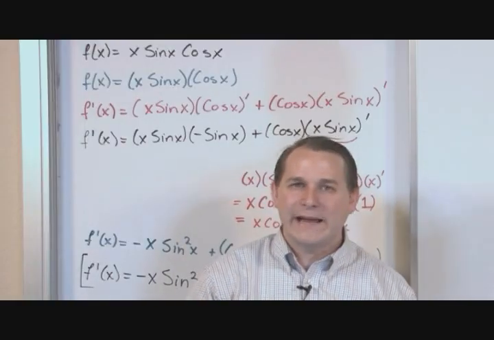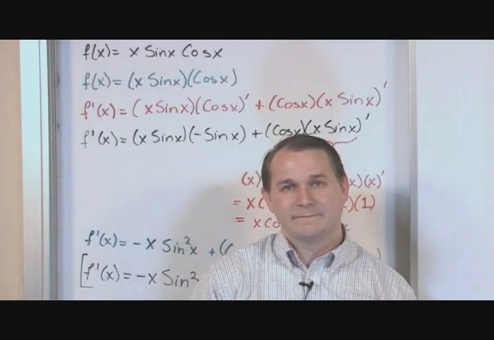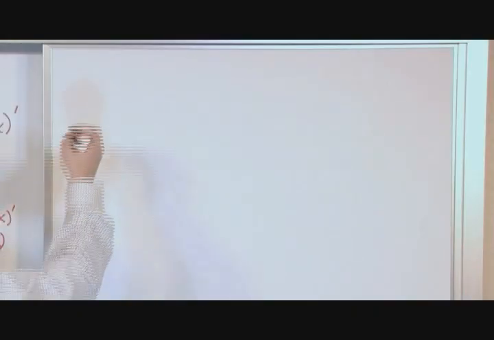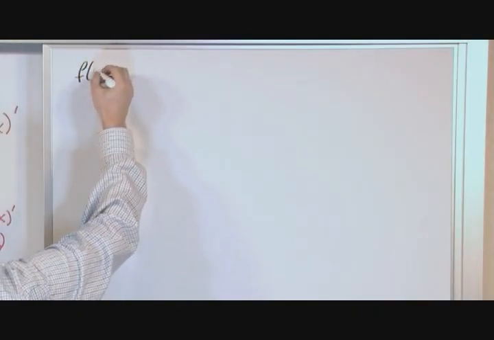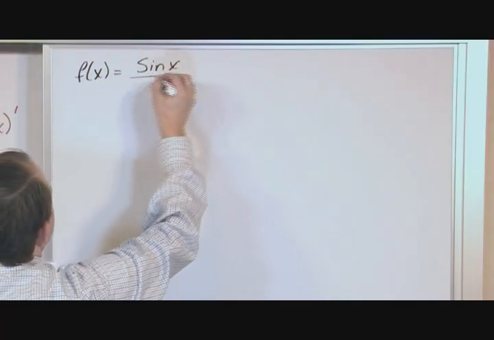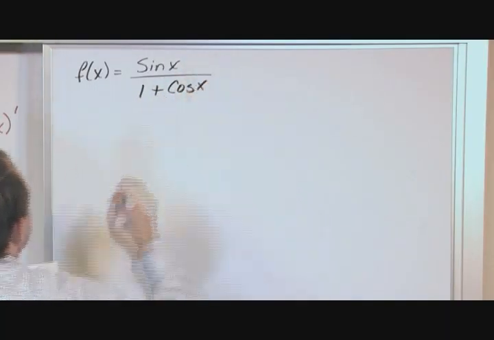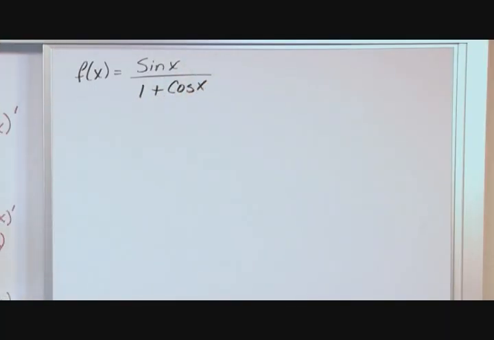And even if you get the wrong answer somewhere along the way, you're going to get more credit and more points that way. Okay. So our next problem is f of x is equal to the sine of x over 1 plus cosine of x. All right, 1 plus cosine of x. All right, so how do we do this?